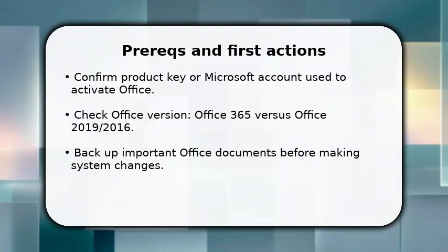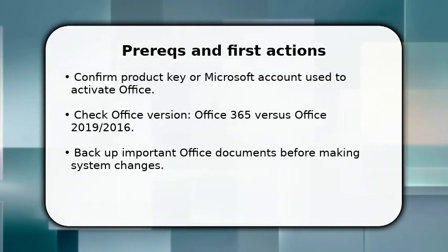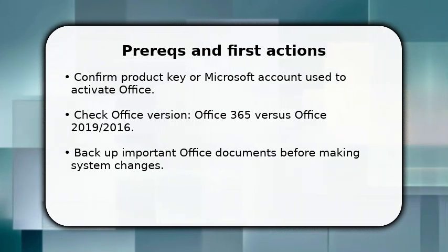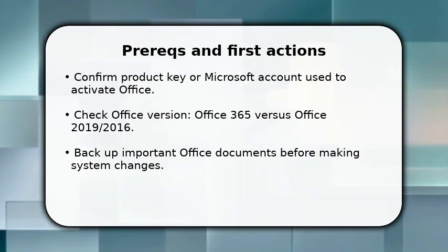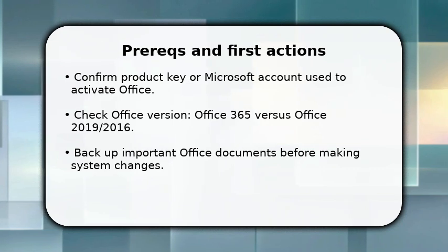Enjoy the video. You begin by verifying the product key or the Microsoft account tied to your license. This matters because the wizard pops up when it lost license proof. Once done, check whether you run Office 365 versus a perpetual Office 2019/2016 license, since fixes differ.